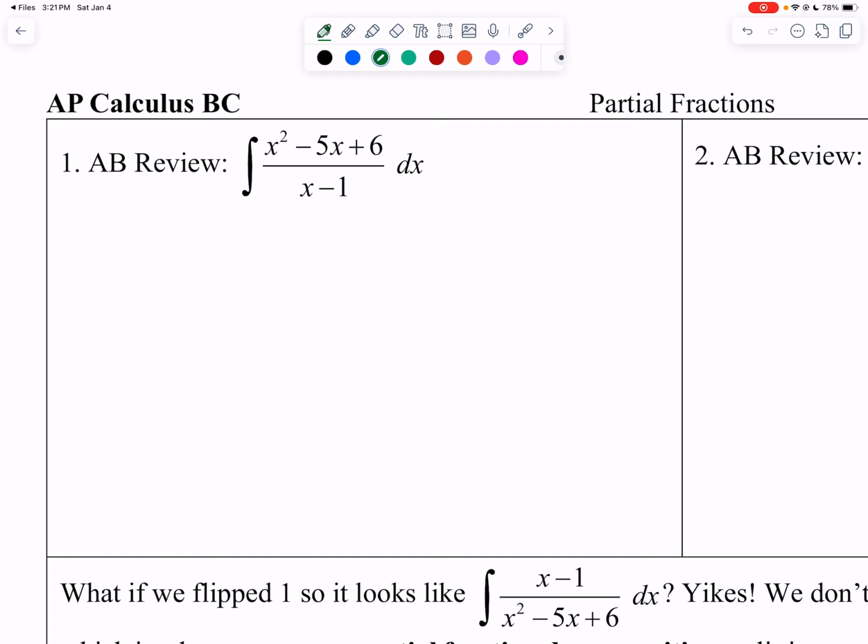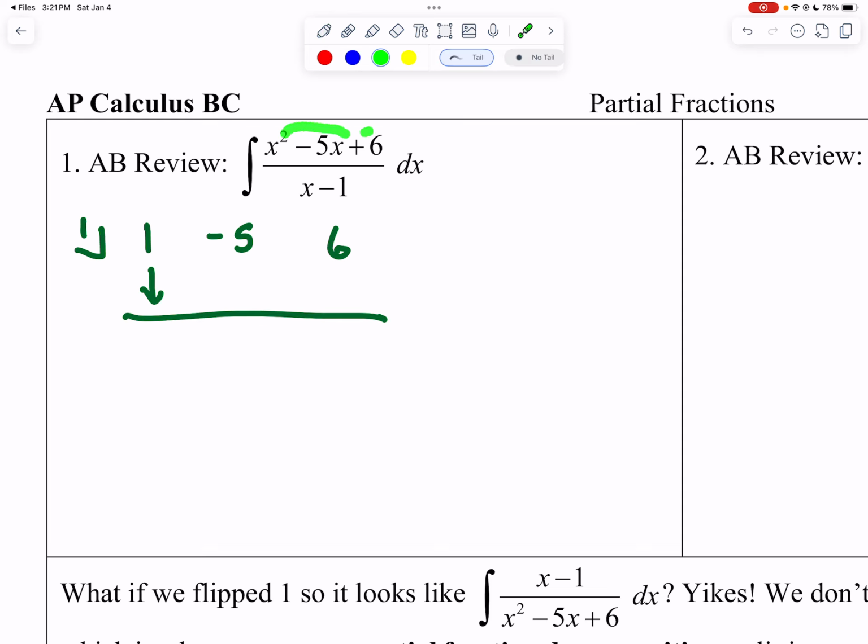What I'm going to do, because it's easiest for me, is use synthetic division. Remember, with synthetic division, you're just looking at the coefficients, making sure that they are in descending order. So that's good right here. And then just use synthetic. Oops, that should be a 1. Once you do synthetic, you are going to get a remainder of 2.